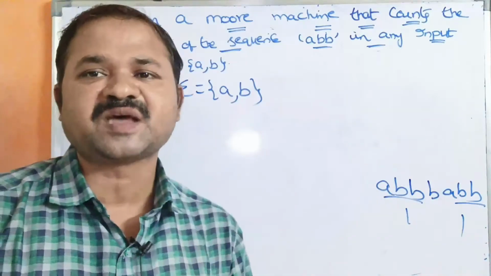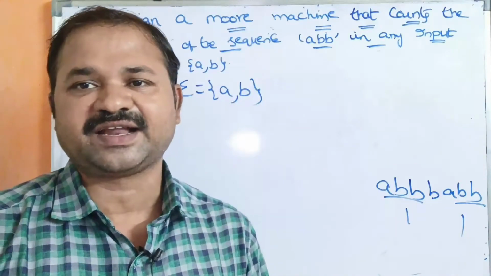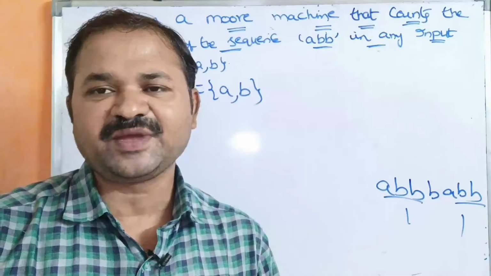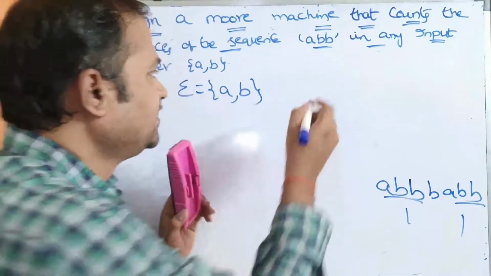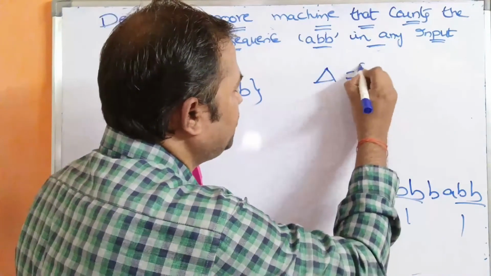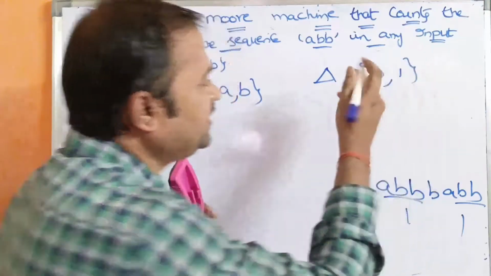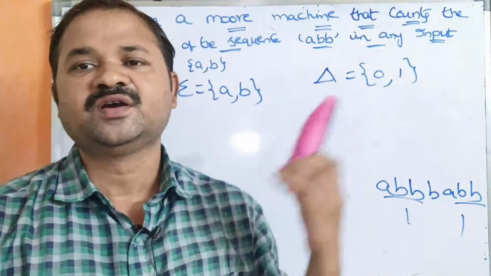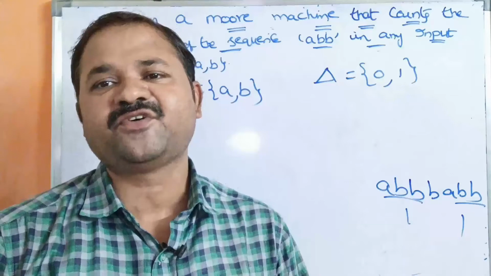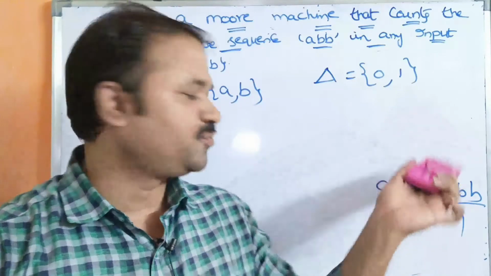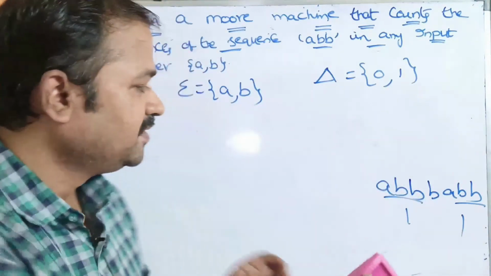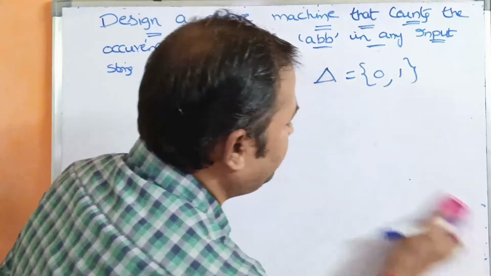So we have to perform some operation on the number of occurrences. So here the output alphabet mainly contains 2 symbols. So delta is equal to {0, 1}. So 0 means that the sequence is not found. So 1 means that the sequence is found one time. So simply we have to add these values. Okay, so that is about the output alphabet.